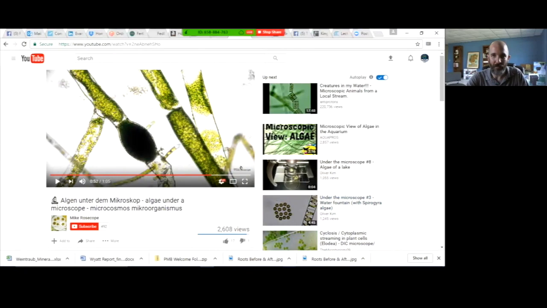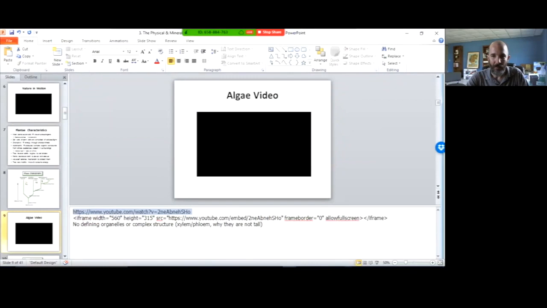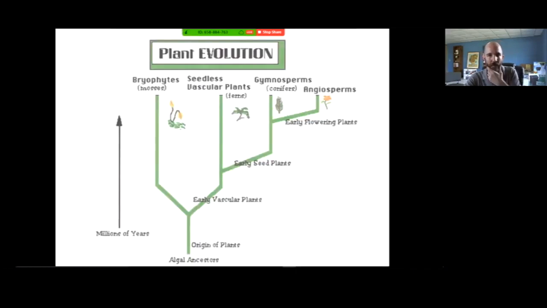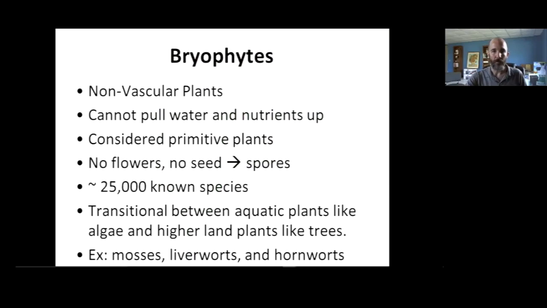So you have the algae. You move up into the land plants, which are called bryophytes. Bryophytes are mosses, really no other way to describe it. Very simple organisms. They don't have vascular systems, which means they don't have xylem and phloem to move nutrition and metabolites up and down the organism, which means they're not going to grow very tall, right?